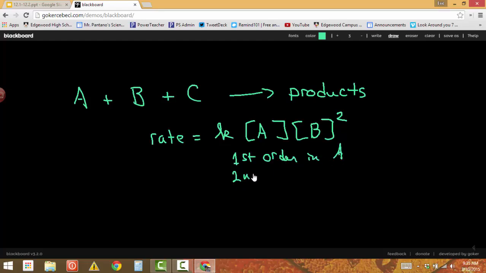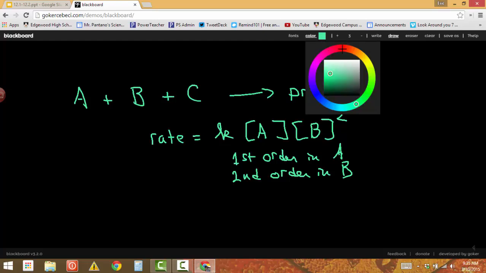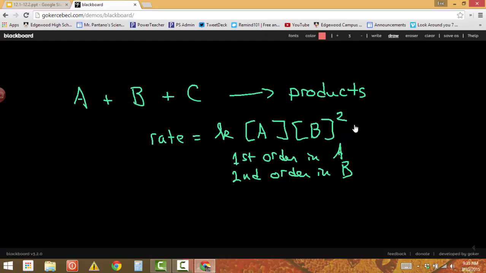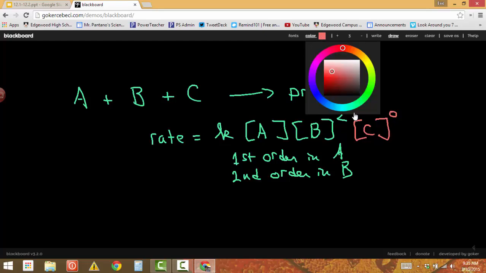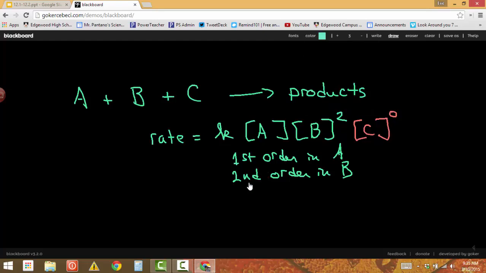It's second order in B, and technically, let's make this a different color just so that we don't get too confused here. Technically, this is zero order in C, right? So it's zero order in C. Because that's a 0, this whole term is a 1, so we don't generally have to write it in there.